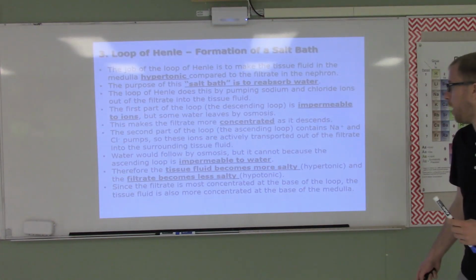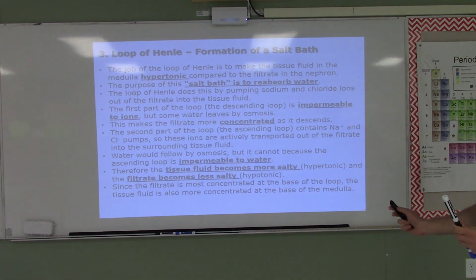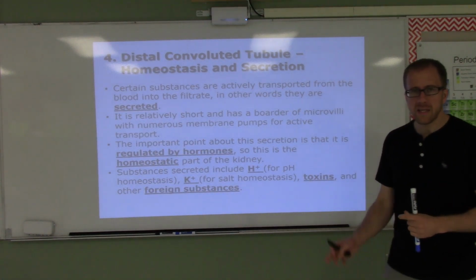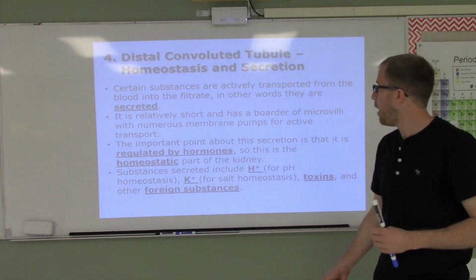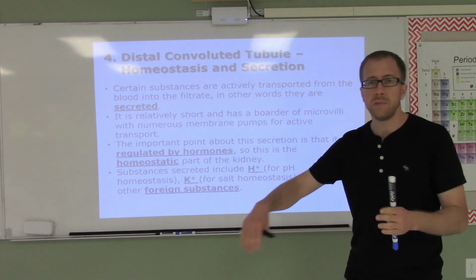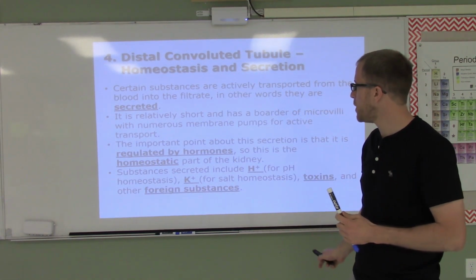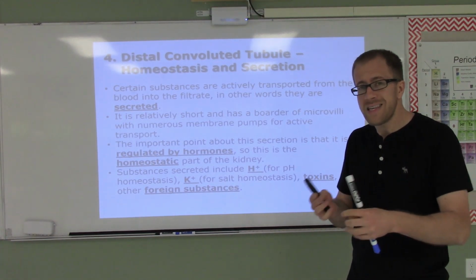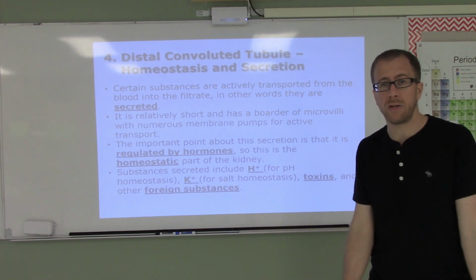Alright, so now let's talk about the distal convoluted tubule. So it is here where the tubular secretion happens. As that filtrate comes up the ascending loop of Henle and enters the distal convoluted tubule, this is where our body will decide, okay, are we going to secrete certain things into the filtrate in order to get rid of them and balance our body out.